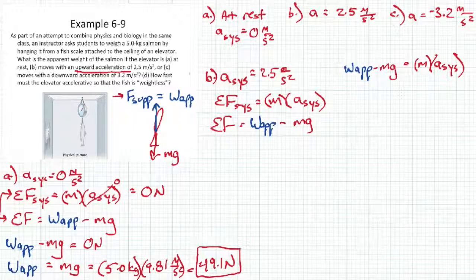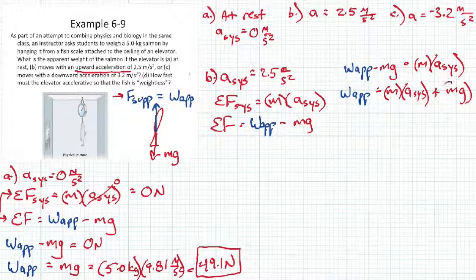Let's bring the mg over, and I'm going to, well, yeah, I'll do this piecemeal here. The apparent weight is going to be m a plus mg. No, what I was going to do is just factor out that m. But for the sake of space, we'll just calculate our apparent weight right here.